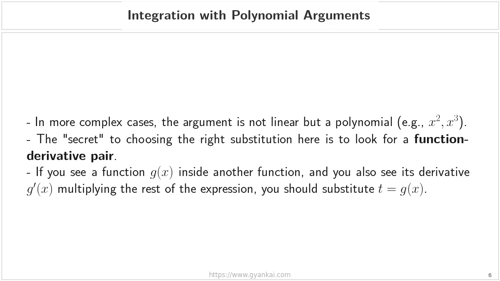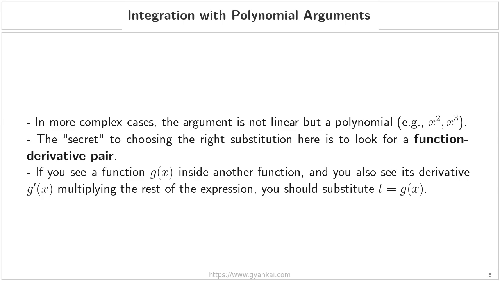Well, imagine you have a function, let's call it g of x. This function is inside another function, perhaps it's being squared, or it's the argument of a trigonometric function like sine or cosine. But here's the crucial part. Alongside that g of x, you also see its derivative, g prime of x, multiplied by the rest of the integrand. Now, g prime of x simply means the derivative of the function g of x with respect to x, so if g of x is x squared plus 1, then g prime of x would be 2x.